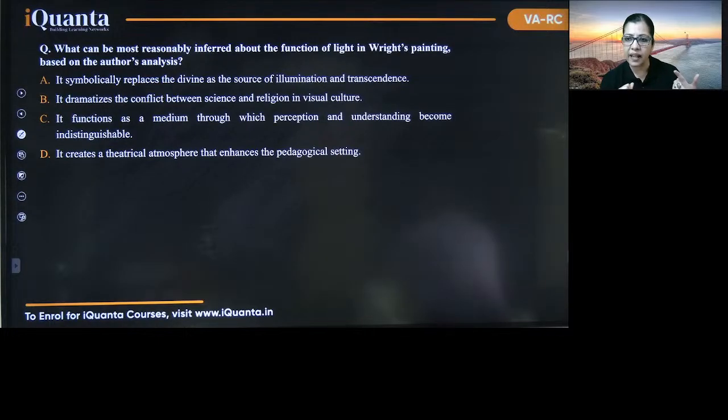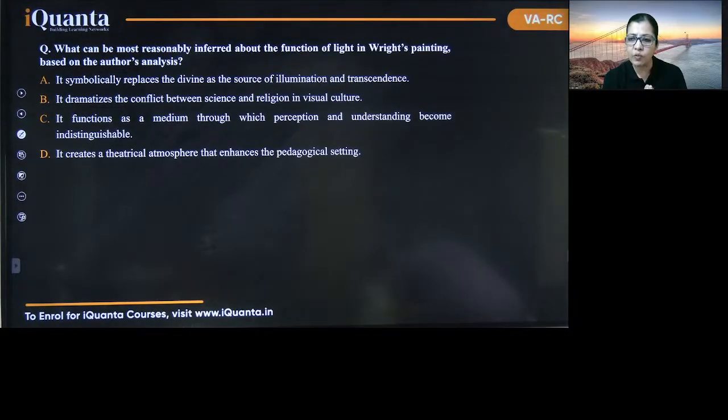Option C is where the answer comes from. So it functions as a medium. The author had blurred the boundary lines between perception and understanding. I remember it was given in the paragraph that the boundary lines were blurred because of this light. So that is what is given over here in different language: the boundary, perception and understanding, became indistinguishable. Okay? So this was pretty doable. So 3 questions so far, very good.